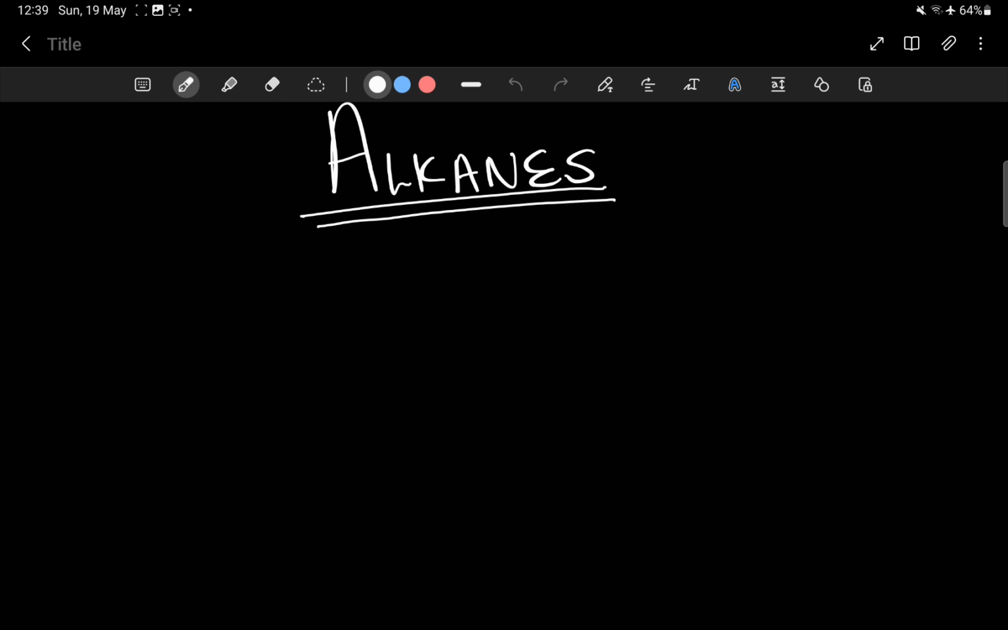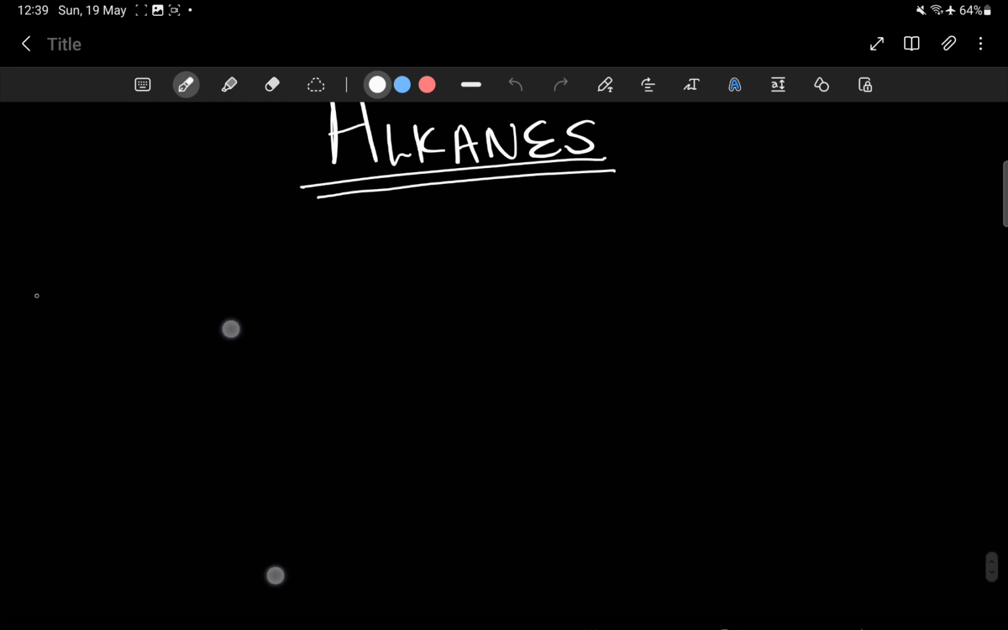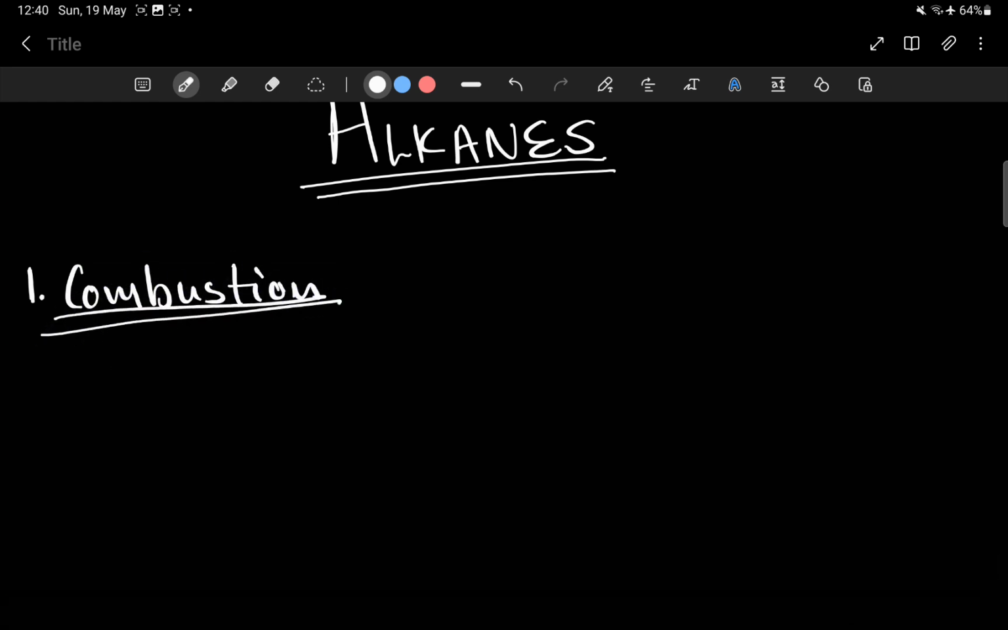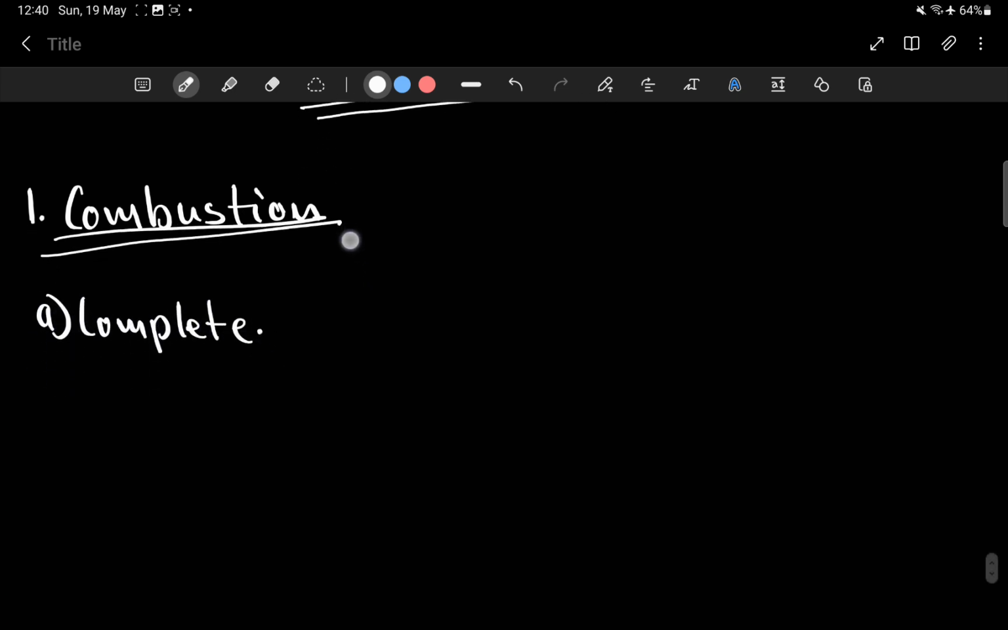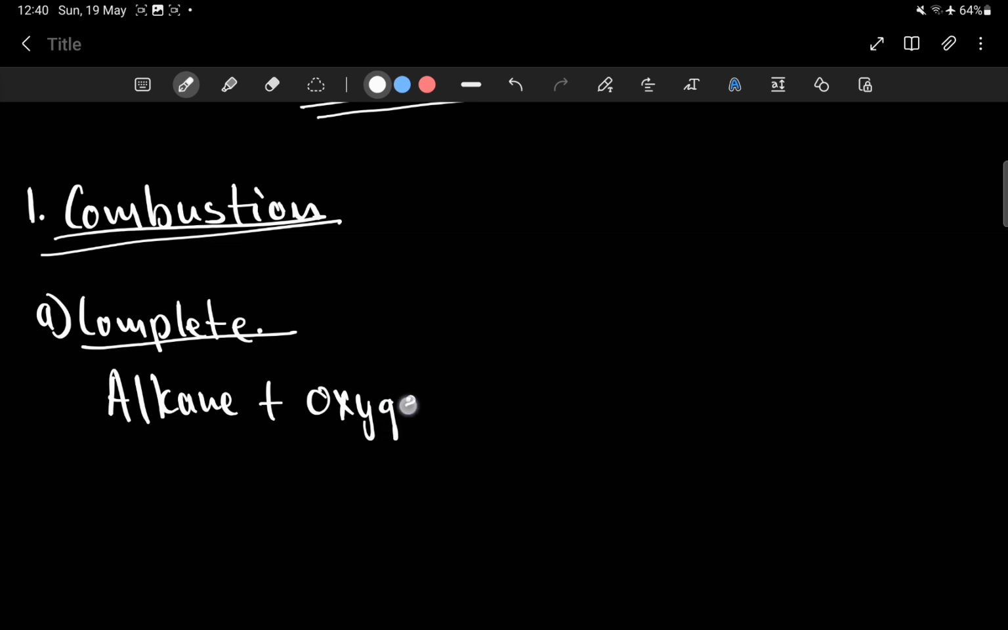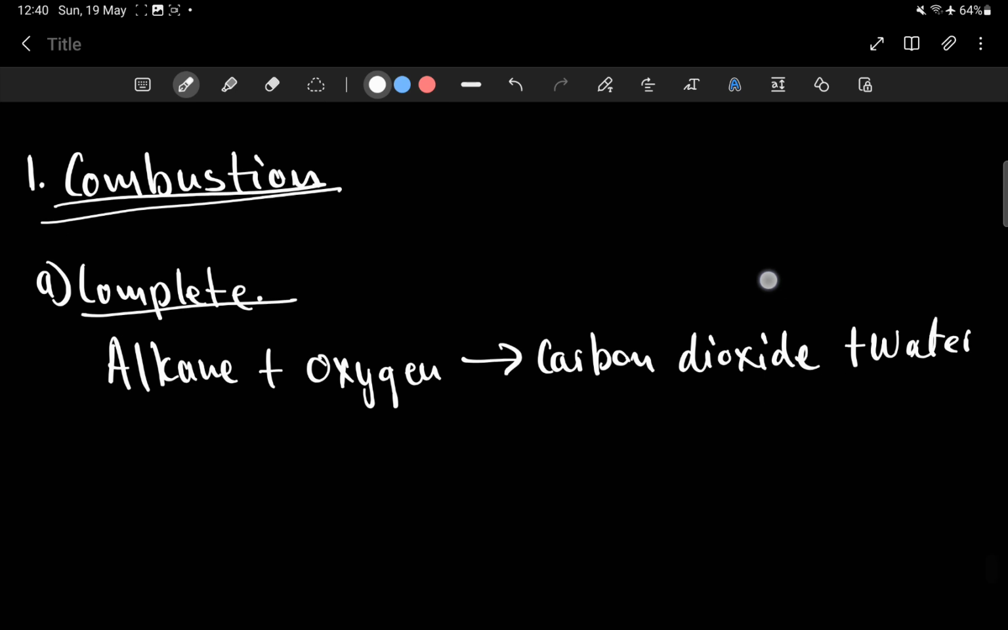Now we want to see the reactions of the alkanes themselves. We only have two. One is going to be combustion. In combustion, we are going to talk about complete combustion and incomplete combustion. So we start with complete. Complete combustion basically is: you have an alkane plus oxygen, and it's going to give us carbon dioxide plus water. That's basically what happens in any complete combustion reaction.